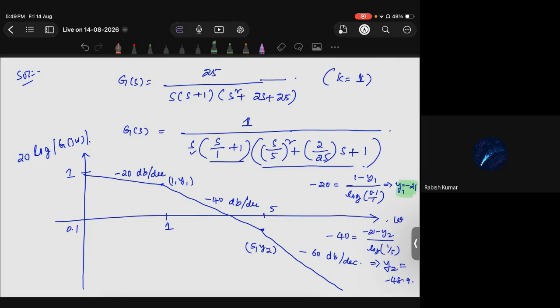Y1 is minus 21, y2 is minus 48. So it means that minus 21, minus 48, your curve has to go down. Your curve has to go down.